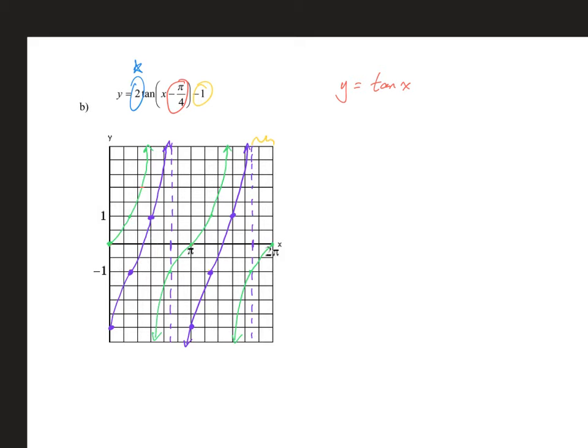And so what I'm going to do is a quick check on my period. I know that the period on my normal tan graph is pi units. And nothing that we've done in this function would change that period. Notice there is no horizontal stretch. So my period for this tan curve should still be pi. And on an interval that goes from 0 up to 2 pi means I should have 2 complete cycles.